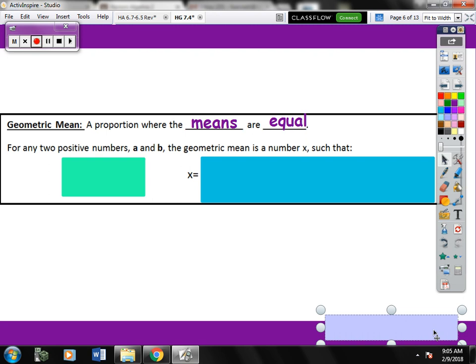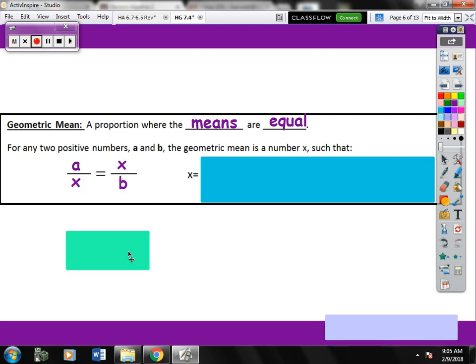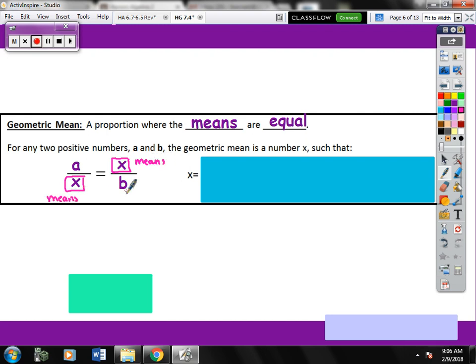And this was something that we looked at whenever we defined what a proportion was. We called the 2 opposite corners the means, and the 2 other opposite corners were called the extremes. So here are some examples. We have A over X equals X over B. In this instance, these are representing the means. These are representing the extremes. And they're telling you that these have to be the same. That's why it's X and X.